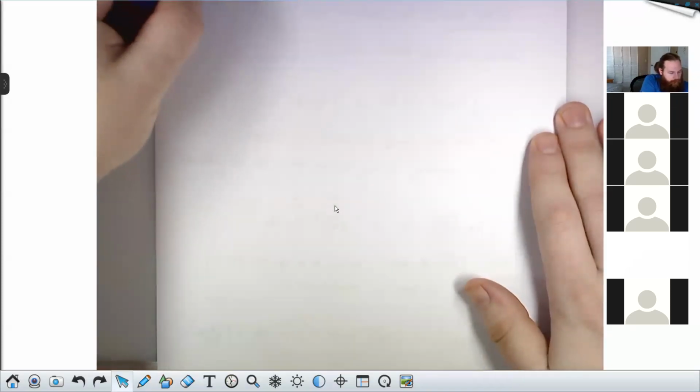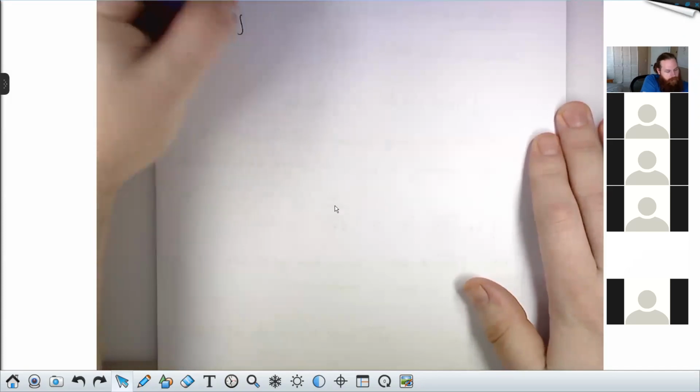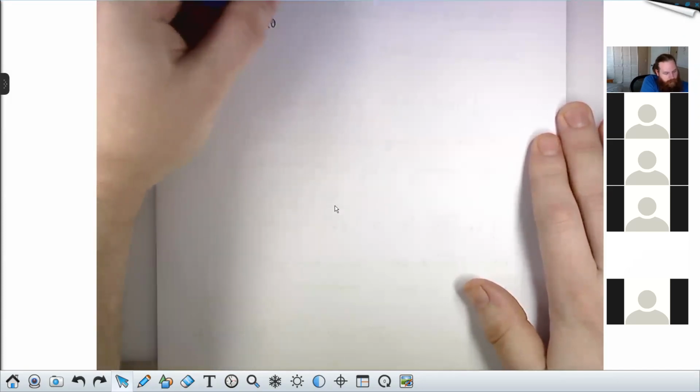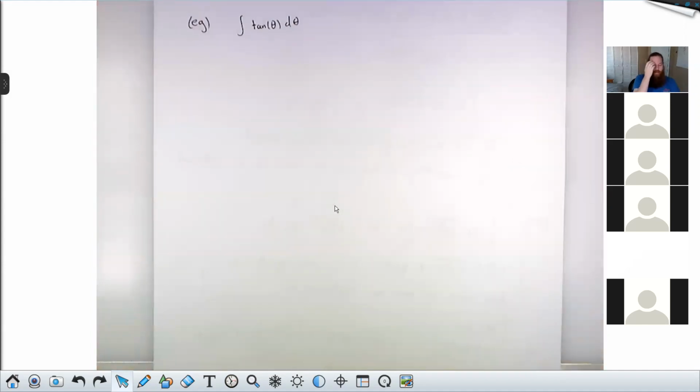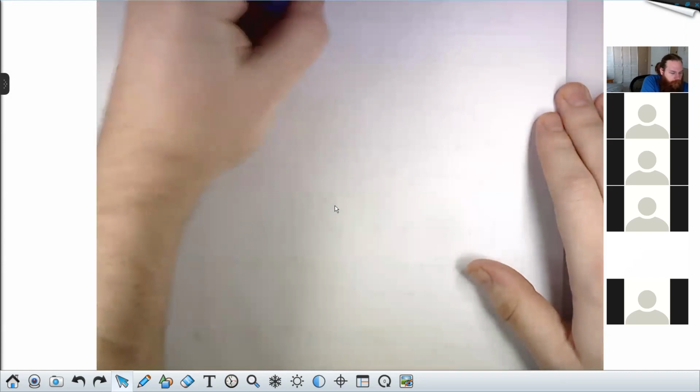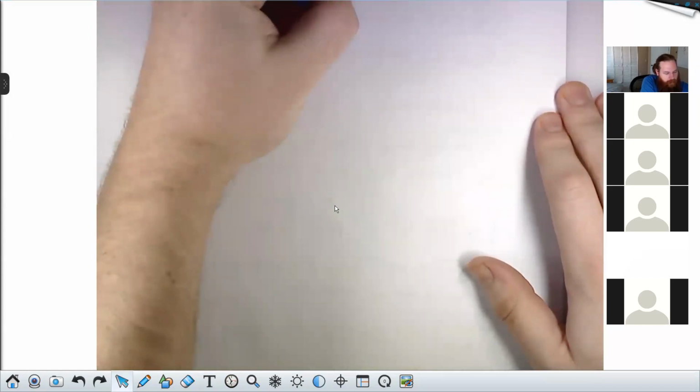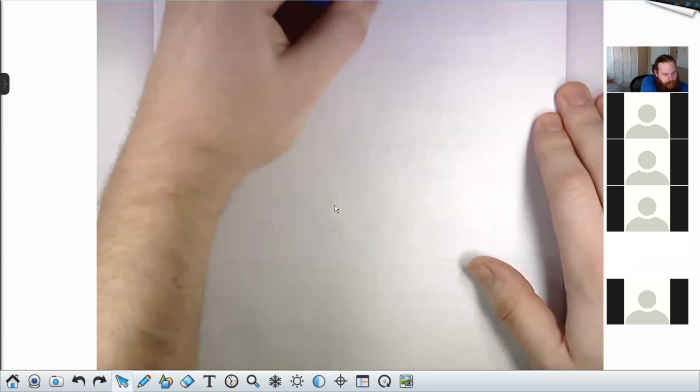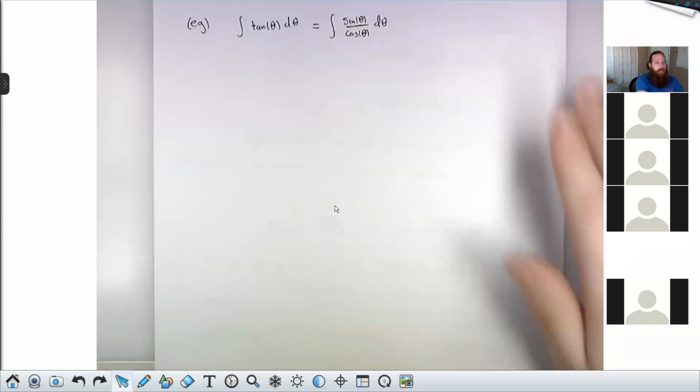An integral we haven't been able to do so far is the tangent function. I'm going to write this in terms of theta just to try and get us used to using different variables. Here, I don't see an obvious inner and outer. I don't see anything floating around that I could group with d theta. But if I write tangent as sine over cosine, I start to see something.